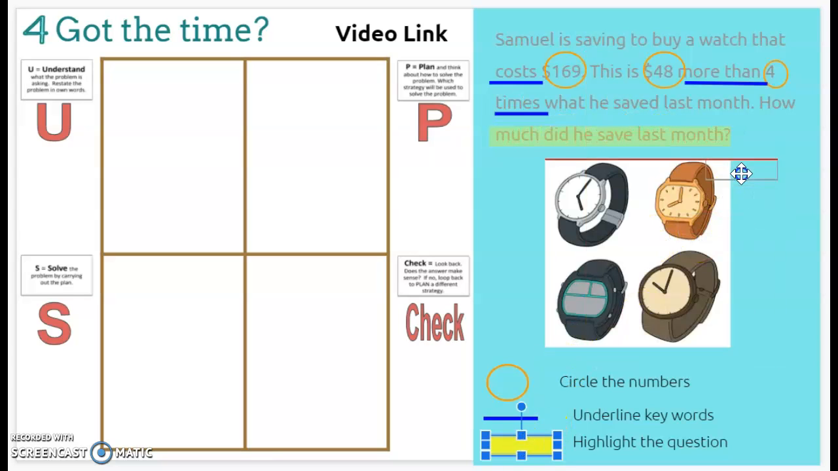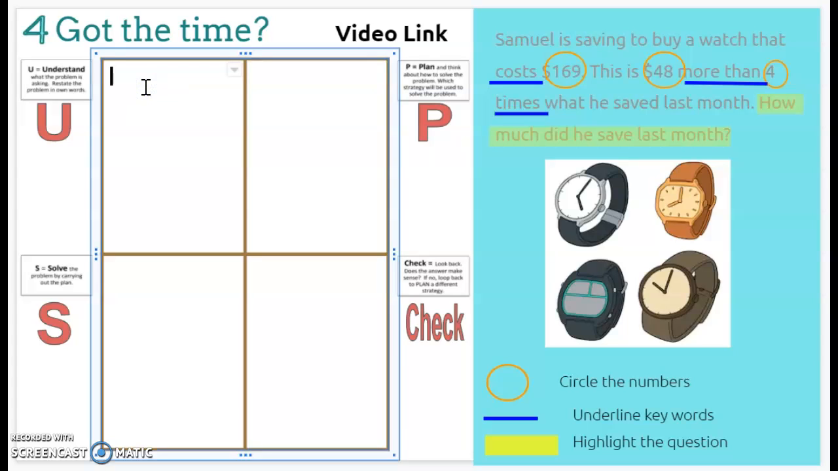So here we go. And there we go. Okay, so now what do we need to understand? We want to know how much he saved. How much Samuel saved last month. So we don't want to know exactly the whole amount that he saved. We want to know how much he saved last month. So we are going to write an equation because that will help us figure out how much he saved last month.